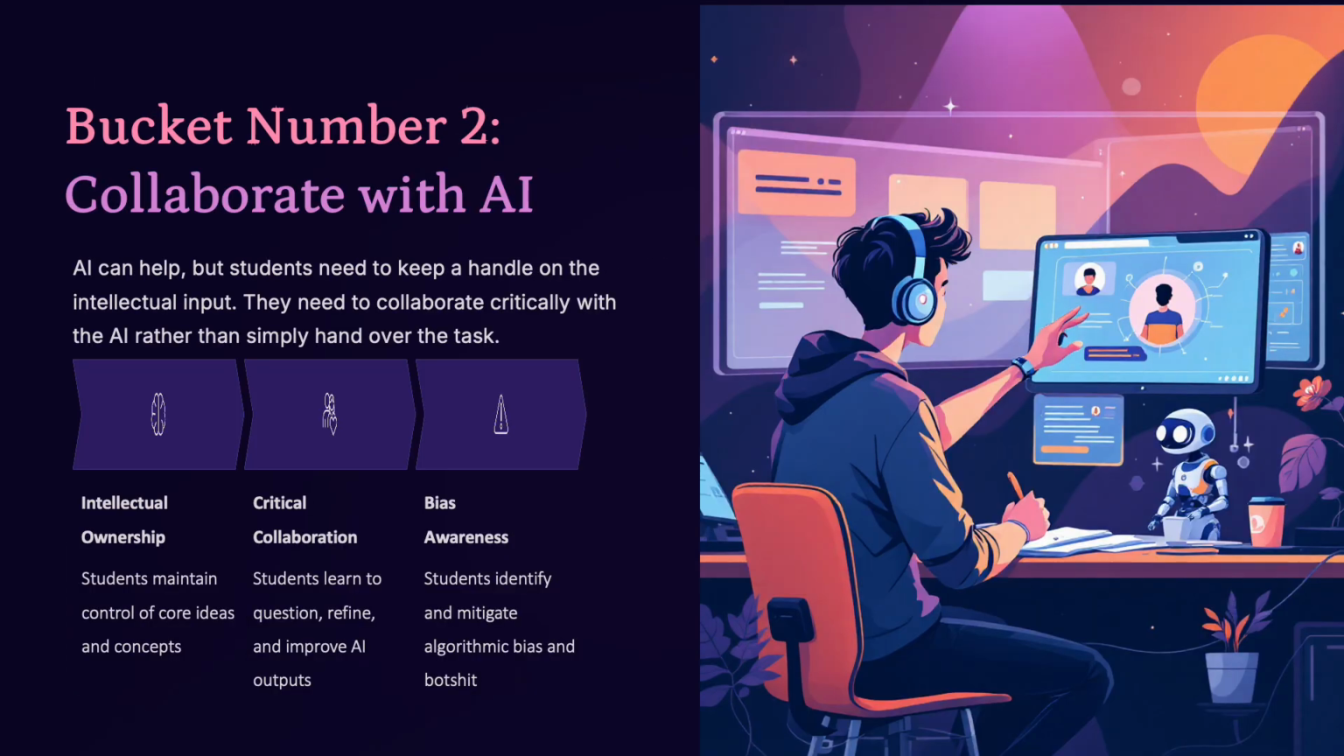Bucket number 2. This is where we're happy for our students to use AI, but they shouldn't hand over the entire task. AI can help, but our students need to keep a handle on the intellectual input. They can collaborate critically with the AI, but shouldn't simply hand over the task. We want students to maintain control of the core ideas and concepts. We want them to learn to question, refine, and improve the AI outputs. And we want them to identify and mitigate algorithmic biases and the bot shit that is so prevalent from large language model outputs.